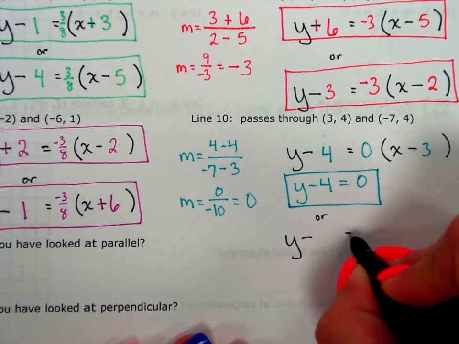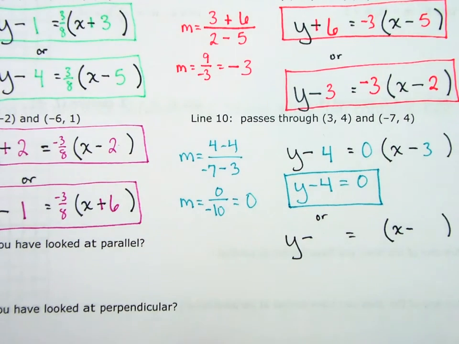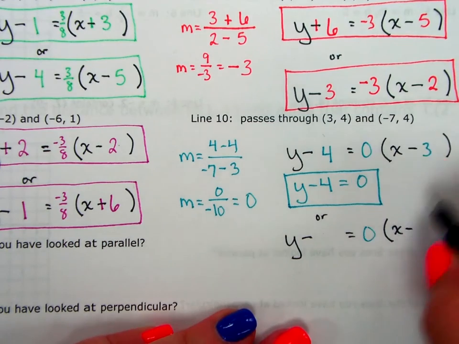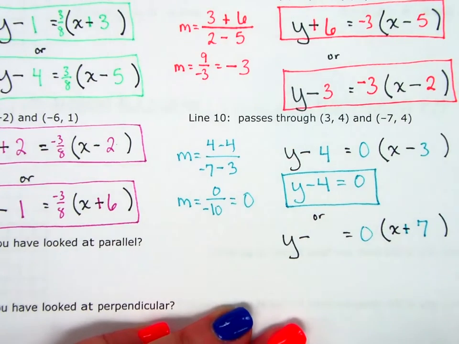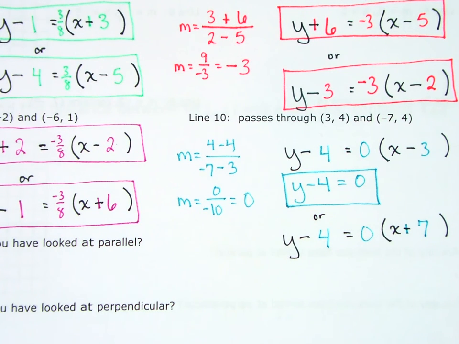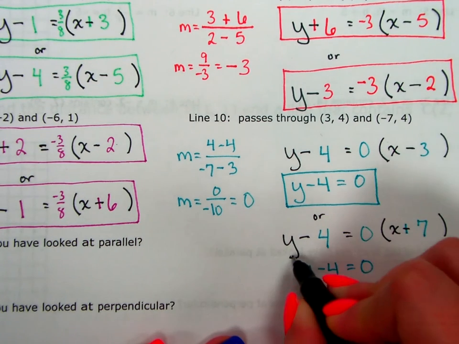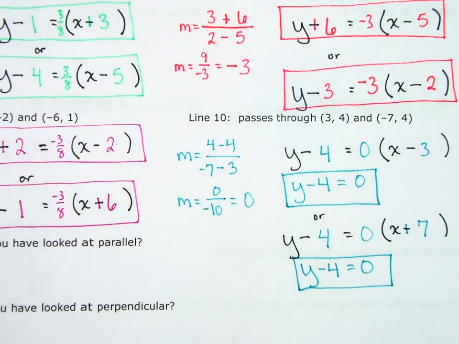Or if I do the other equation, y minus equals x minus, parentheses. My slope is still 0. My other equation, I've got a negative 7, so that's a plus 7. And then I've got a 4. 0 times anything is just 0. So this is really y minus 4 equals 0. So when your slope is 0, both equations, no matter what points you put in there, they're always going to come out to y minus 4 equals 0. Is this vertical or horizontal? Horizontal. It's a 0 slope, not an undefined slope, right?